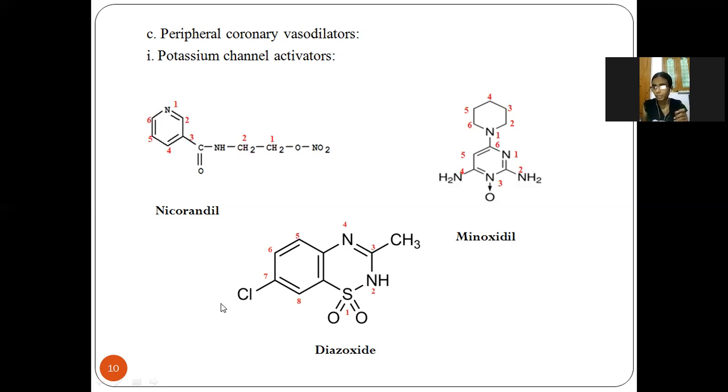In second position amide group is attached. In third position methyl, and in 7th position chlorine group is attached. I will explain it again.